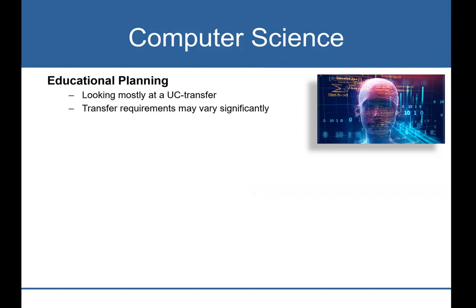So today we're going to take a quick look at how to do an educational plan for computer science. This is mostly for students that are interested primarily in transferring to the UC system. It's important to know that the requirements do vary a lot, college to college, campus to campus. So it's a really good idea to, of course, come in and see us in counseling.